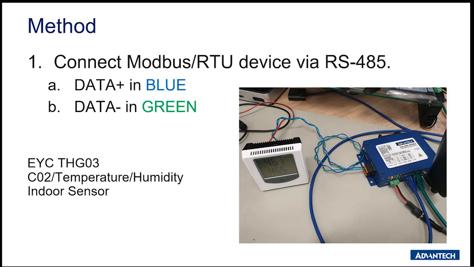So the first step, as I mentioned, was connecting the Modbus RTU device to the ICR3232. So you can see there I've got an EYC THG03 sensor. It's a CO2, temperature and humidity indoor sensor with a display. It also has RS485 on the back so we can talk to it. So it's just simple 2 wires from the sensor to the gateway.